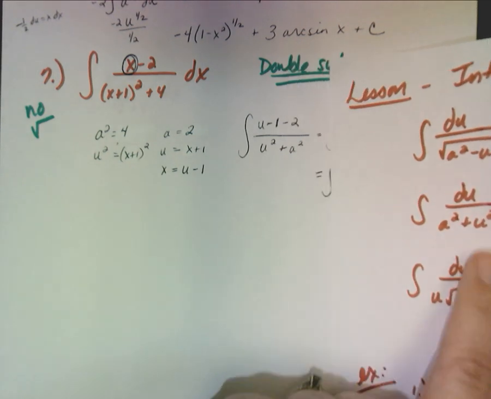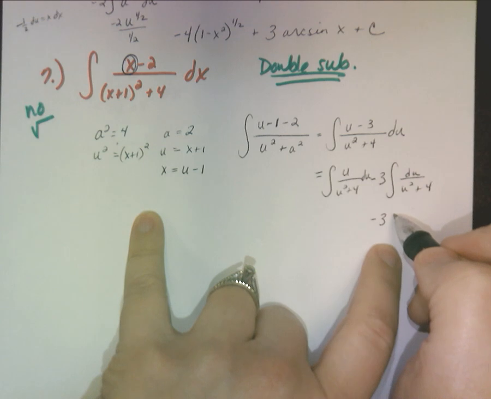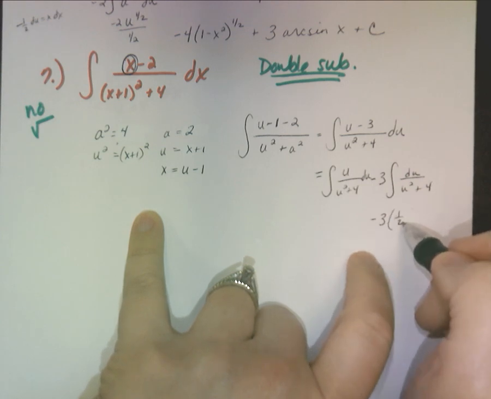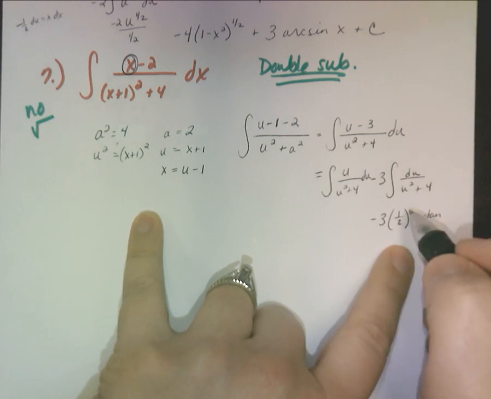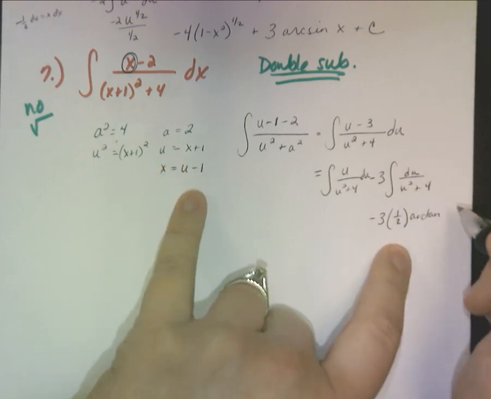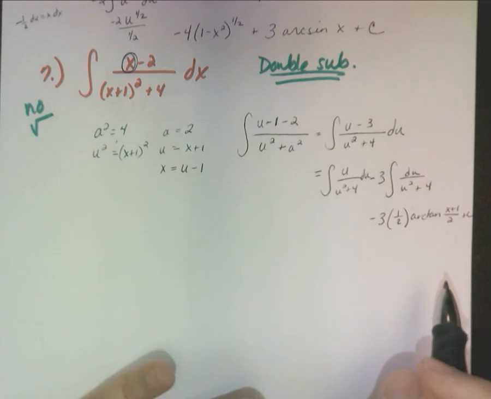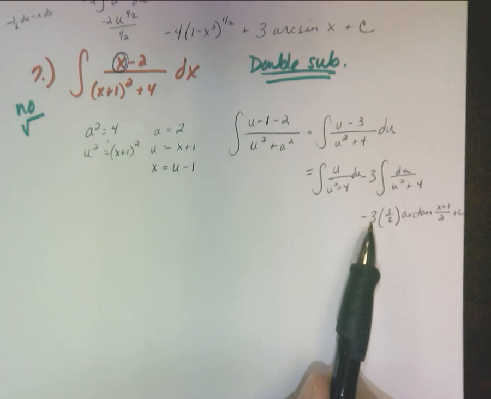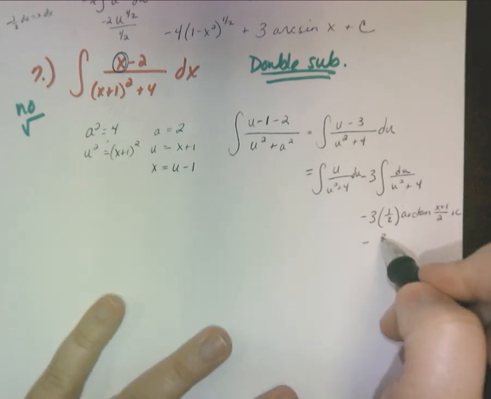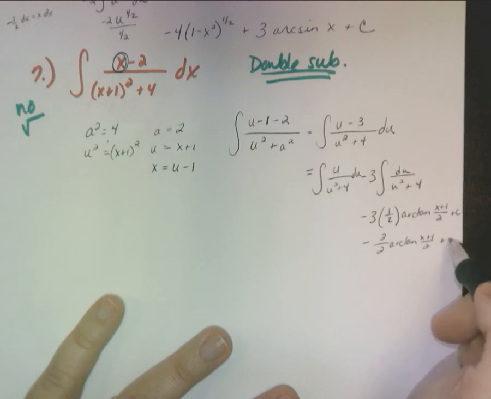Okay, so this one right here is in the correct form now to write it as arctan. So this would be minus 3 times 1 over a arctan, and then your u, which is x plus 1, over your a, which is 2, and then plus c. Add that to the side. So that one was much easier to do because that was in the perfect form for arctan. And I'm just rewriting it actually right now.